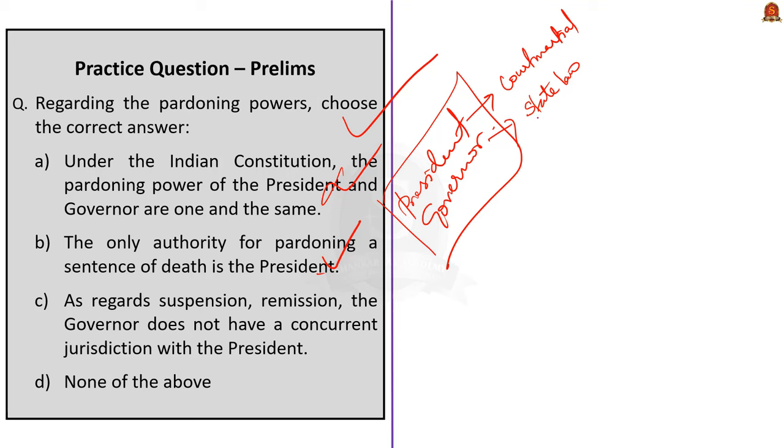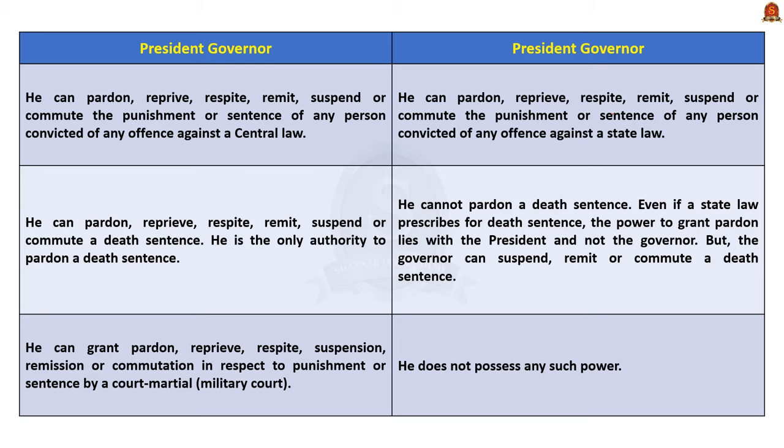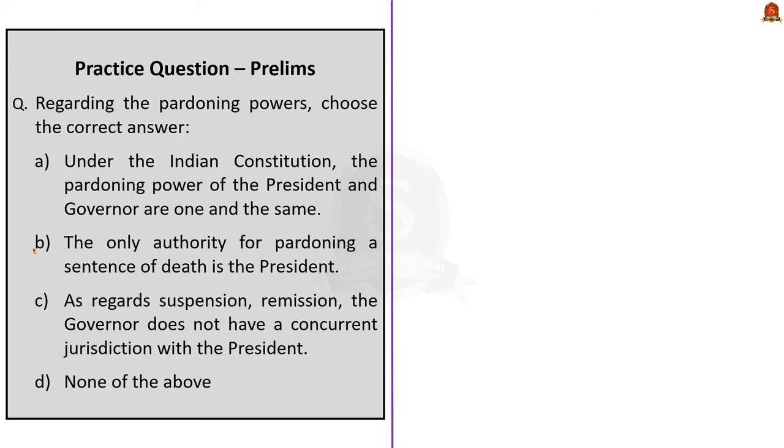Third statement says, as regards suspension, remission, the governor does not have concurrent jurisdiction with the president. So the third option is incorrect. So the correct answer for this particular question is option B. I have displayed here some of the differences between the pardoning power of president and governor. Just go through it. So the correct answer for this particular question is option B.